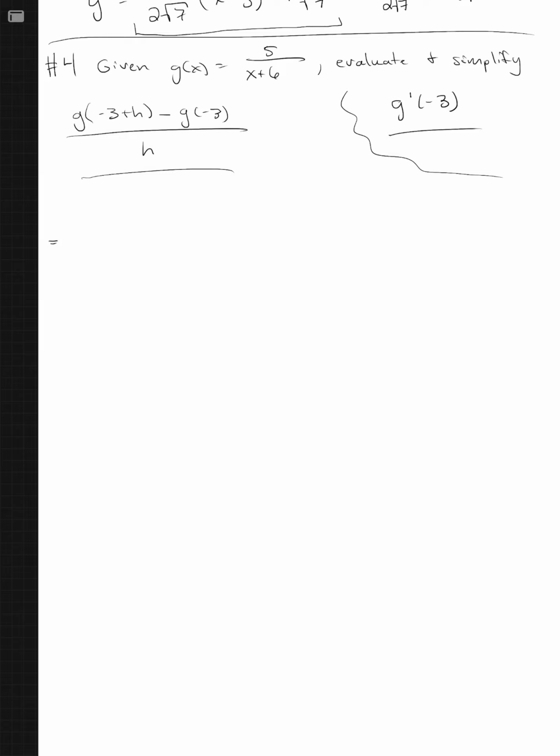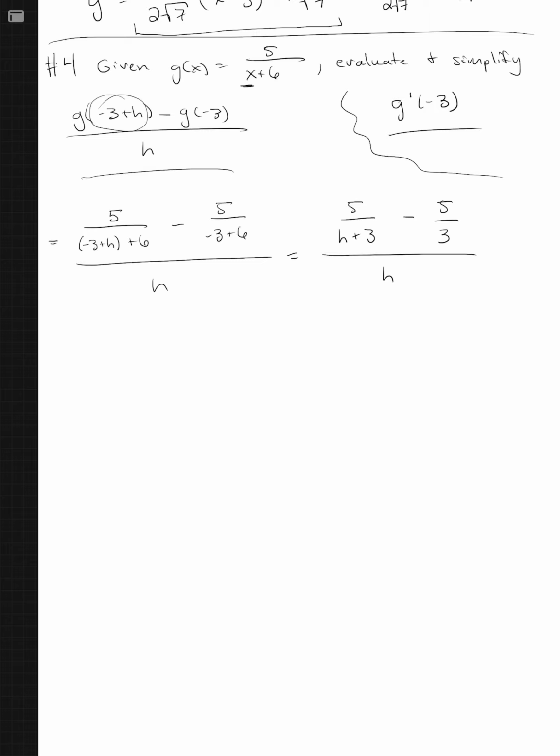So g of -3 plus h is 5 over -3 plus h plus 6, right? Because we take whatever's inside there and replace x with it, minus 5 over -3 plus 6 all over h. Now, just to simplify things real quick, this becomes h plus 3 on the bottom, and this just becomes 3.